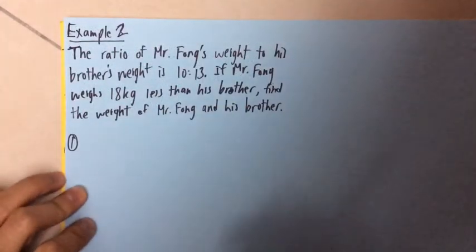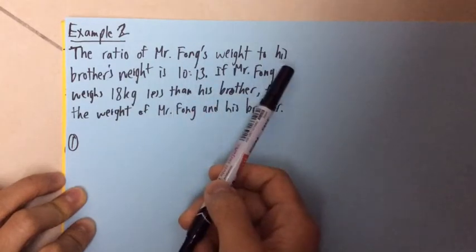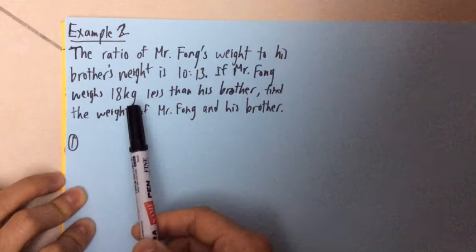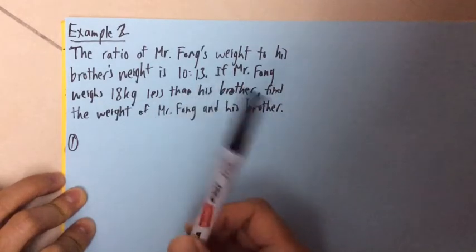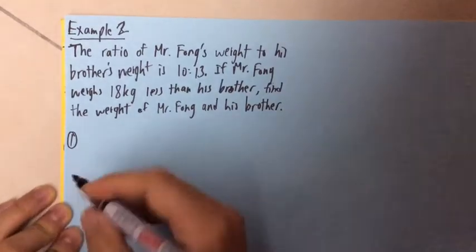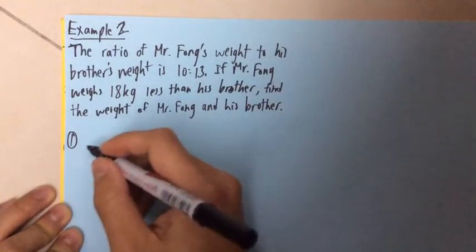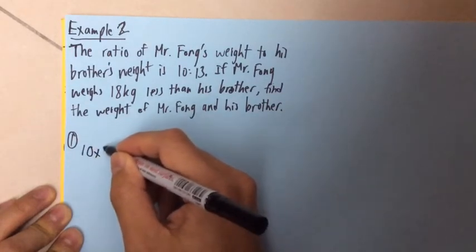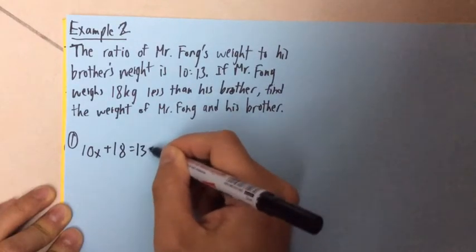Okay, now let's look at the second example. Here we have the ratio of Mr. Fong's weight to his brother's weight is 10 to 13. If Mr. Fong weighs 18 kilograms less than his brother, find the weight of both Mr. Fong and his brother. Now there are two ways of doing this. The first method is making an equation. Now we can rewrite this as 10x plus 18 equals 13x.